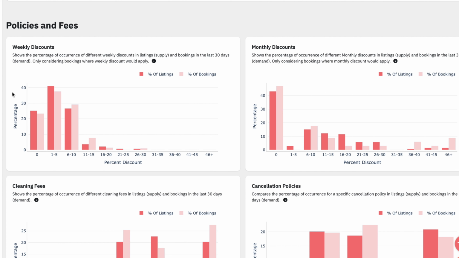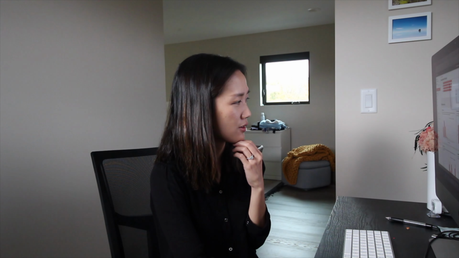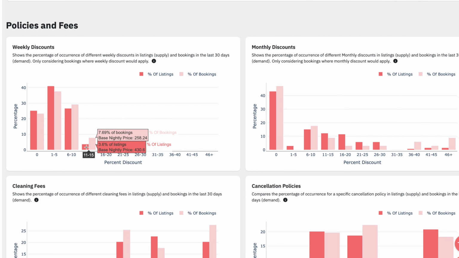Policies and fees. All right, this is usually interesting. Weekly discounts. So most listings don't offer very much of a discount. And the discrepancy on these bars would say people like having a discount. I mean, that's not mind-blowing stuff. I think my discount is somewhere in the maybe 10 to 15 range for a week.